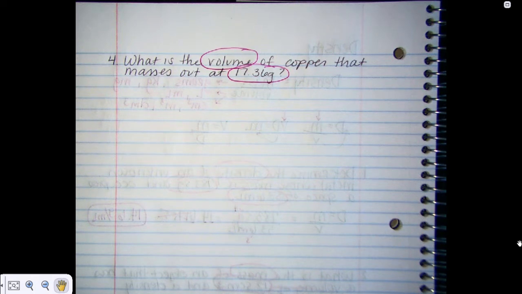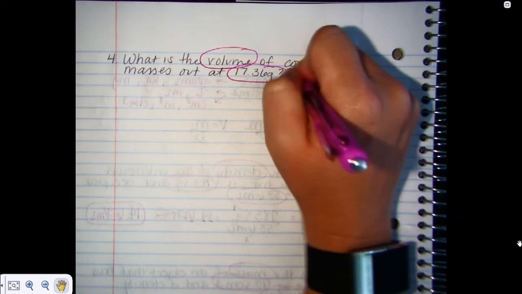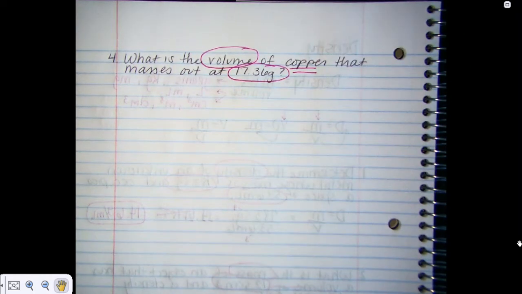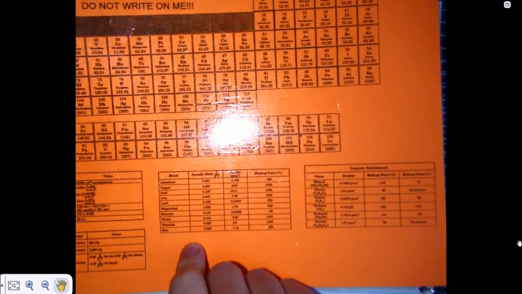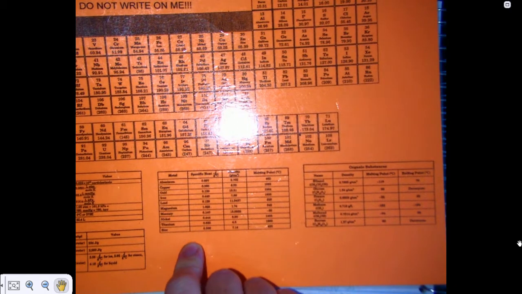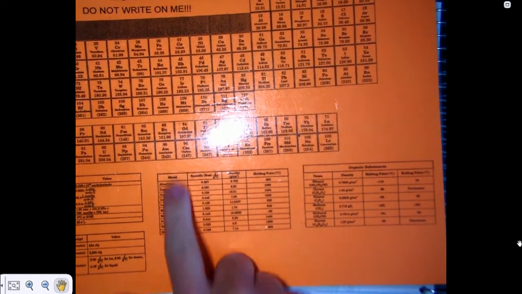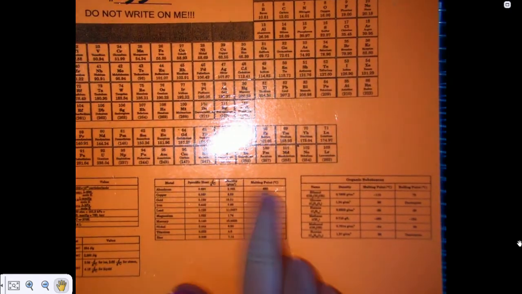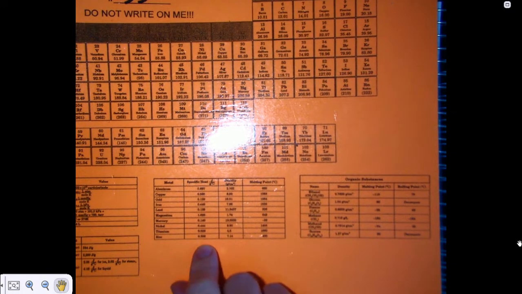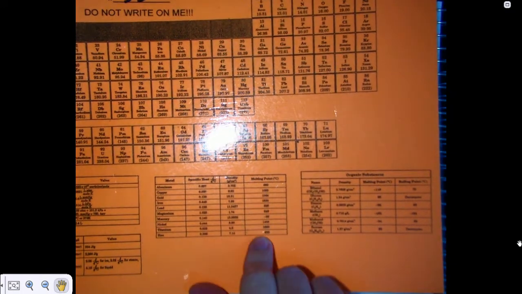What is given in the problem is the identity of the substance. Well, how does that help me? That's where ye old reference packet comes in. So on your reference packet, you have a chart. If you have the printed out version, it is at the bottom of the first page. And notice here you've got a list of metals, and then you've got some information about them: specific heat, which we'll use later, density, and melting point.